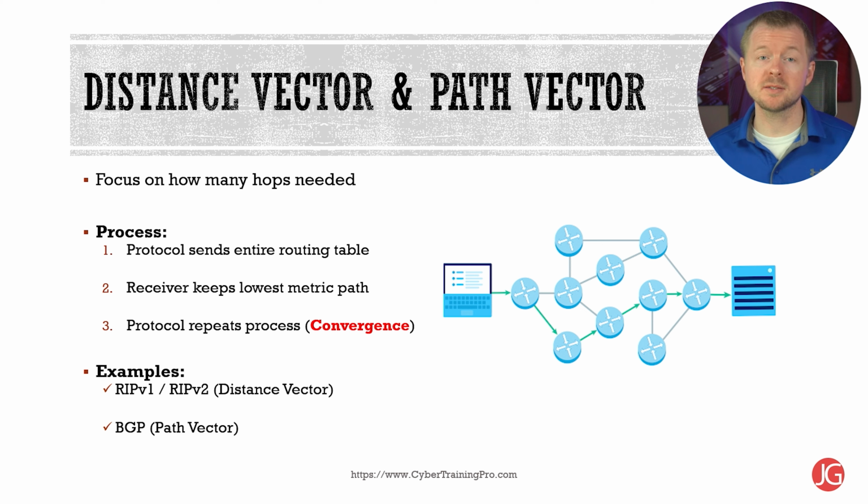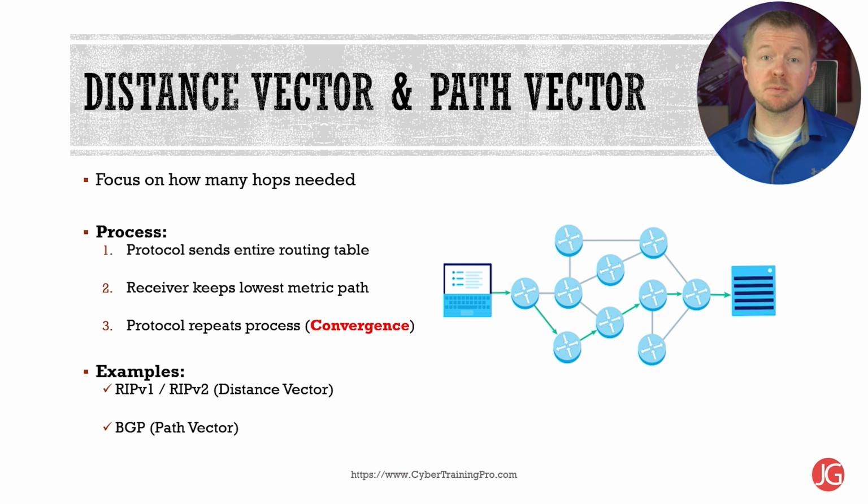Distance vector protocols send their entire routing tables to other routers that they know about, and eventually all the routers will know about each other. Once the routers know about all the paths, they're likely going to have multiple entries for the same network. So they keep the lowest metric path and they delete the duplicates. With distance vector routing protocols, they'll keep repeating this process, but if everything is the same, the tables won't need to update. This is a steady state that we call convergence.